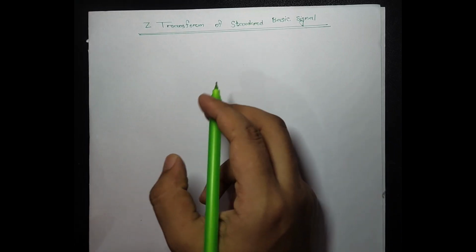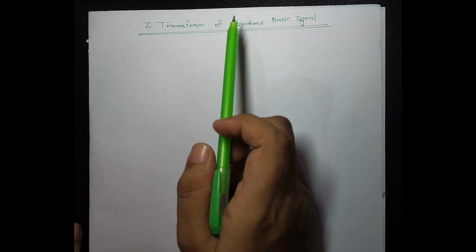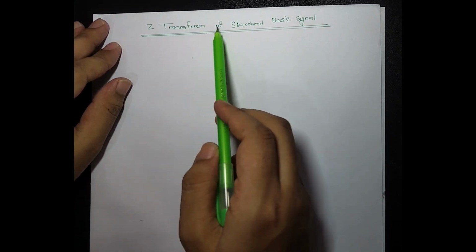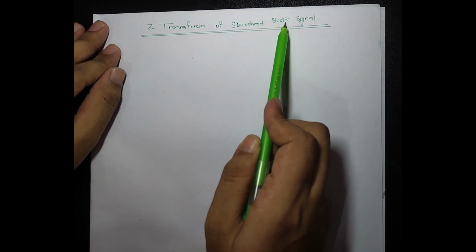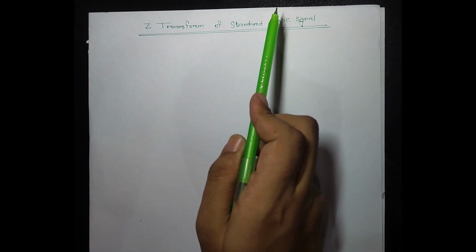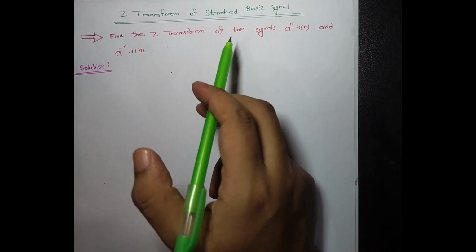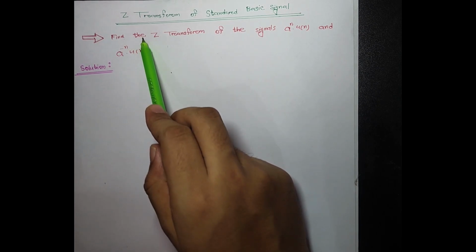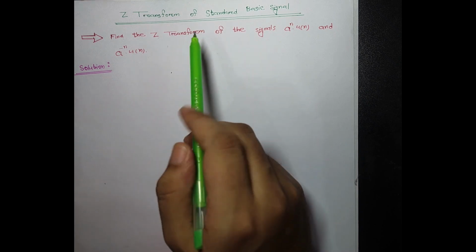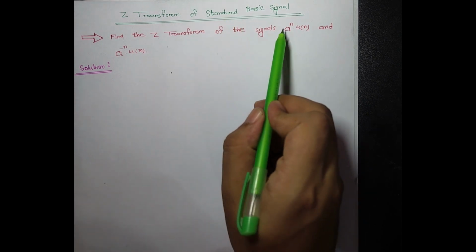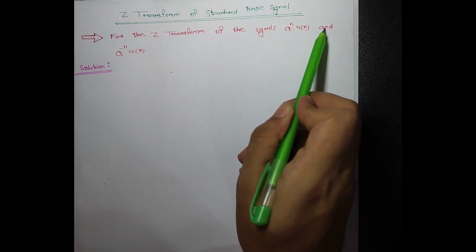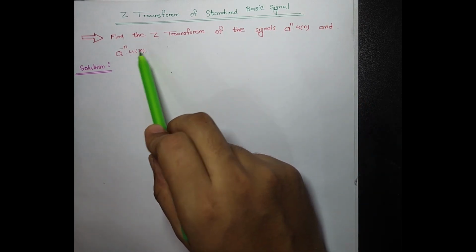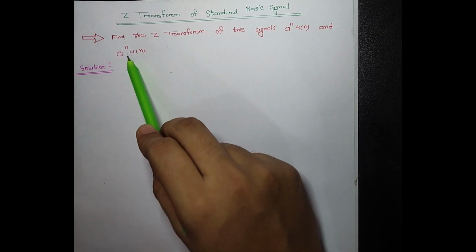Hello everyone. In this lecture I will explain Z transform of standard basic signal. Here a given problem is find the Z transform of the signals a to the power n u[n] and a to the power minus n u[n]. u[n] means unit step signal.